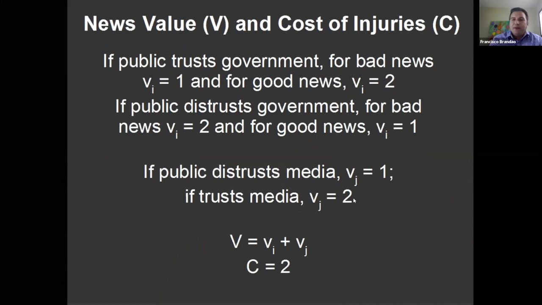So the news value in the contest between the press and politicians depends on the level of trust in media and trust in government. The public tends to receive and accept information that reinforces their attitudes. So considering this, the probability is that if public trusts government for bad news, there's a value of VI equals 1. And for good news, VI equals 2. If the public distrusts government, it's the opposite. Now, if public distrusts media, there is a value of VJ equals 1. If trust in media, VJ equals 2. A news value, V, equals VI plus VJ.